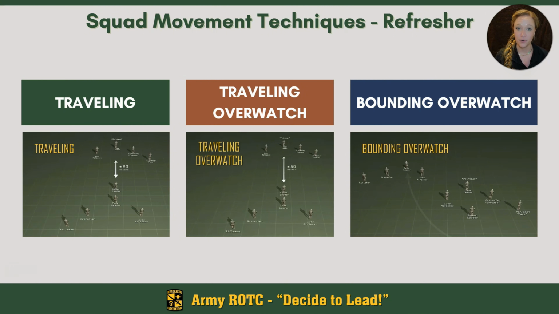And bounding overwatch is where we're moving pretty quick, but we're moving one piece of our element at a time. And there's 2 different methods there. We have successive bounds, where we're moving up to each other as we move forward. And then we have the alternate bounding, where one moves up in front of the other, and we keep continuing that way.